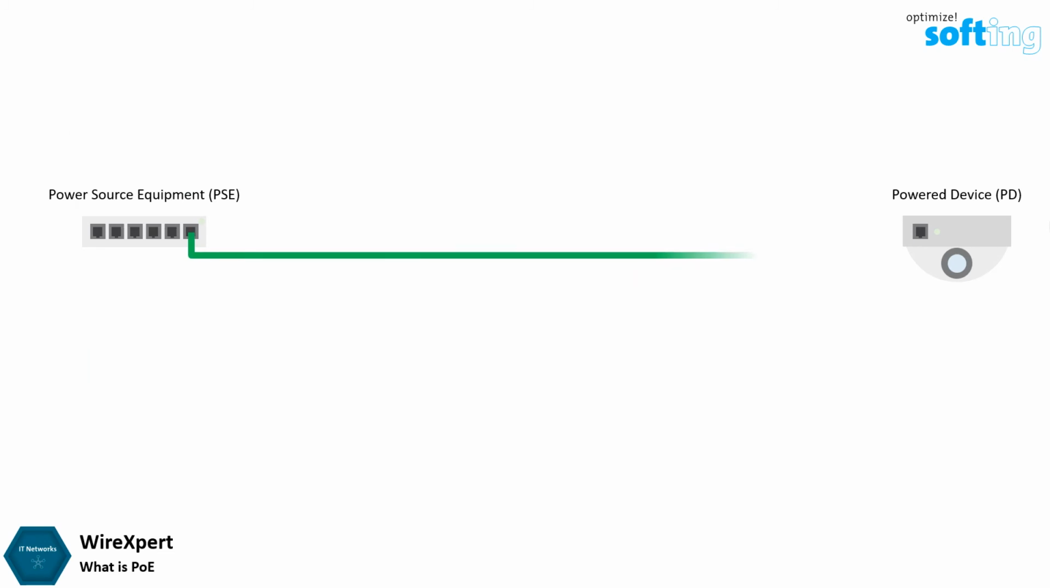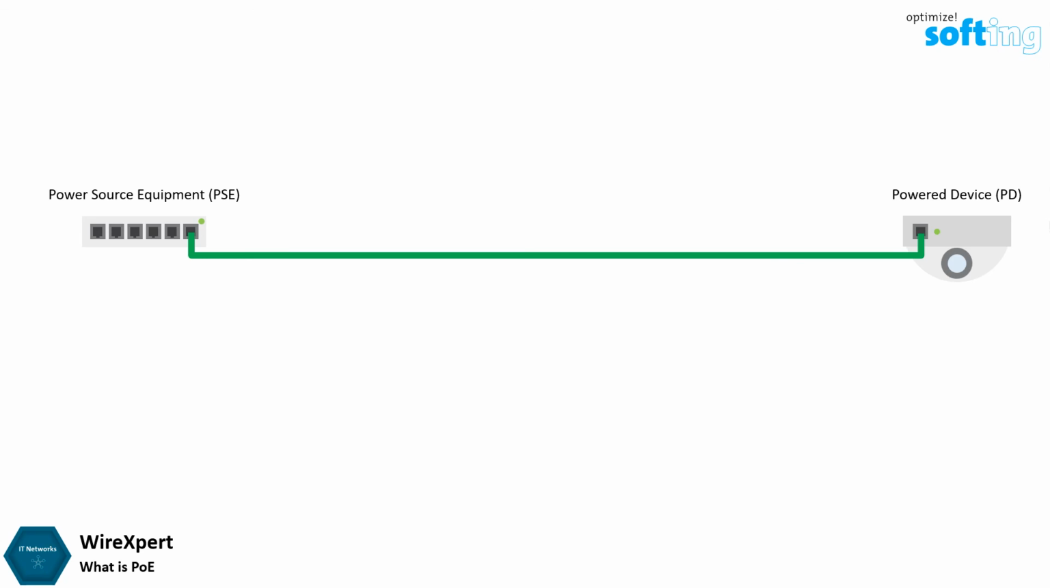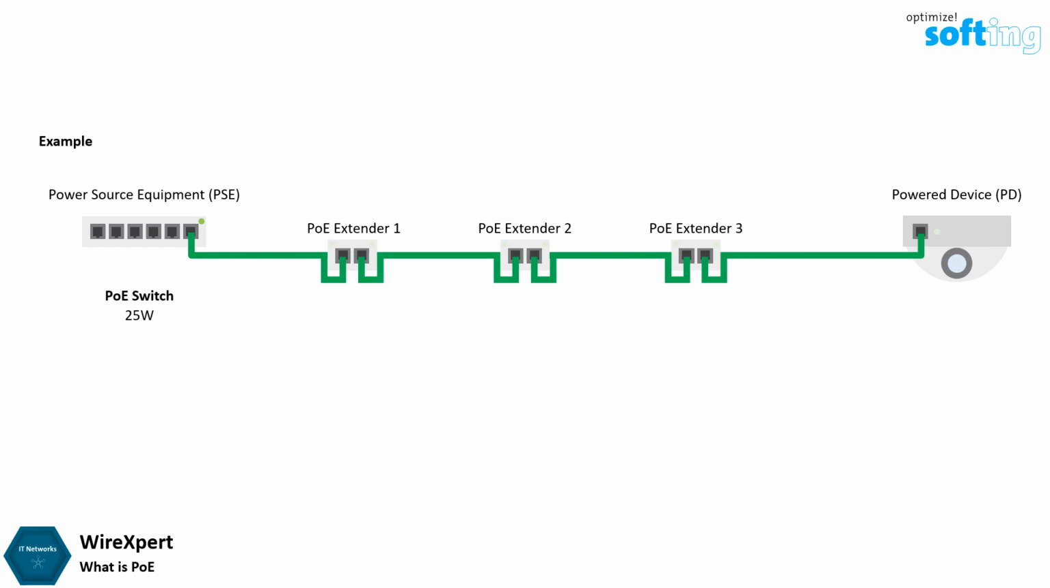The maximum length that PoE can transmit from the power source equipment to the power device is 100 meters, as determined by the Ethernet cabling standards. The maximum length may be extended using a PoE extender. The PoE extender receives power and data from the power source equipment it is connected to, uses some of that power to operate itself, and passes the remaining power to the next PoE device. For example, a PoE switch that can transmit 25 watts of power uses 3 extenders before it can reach the power device. Each extender uses 5 watts of the power to operate itself, leaving approximately 10 watts available for the power device.